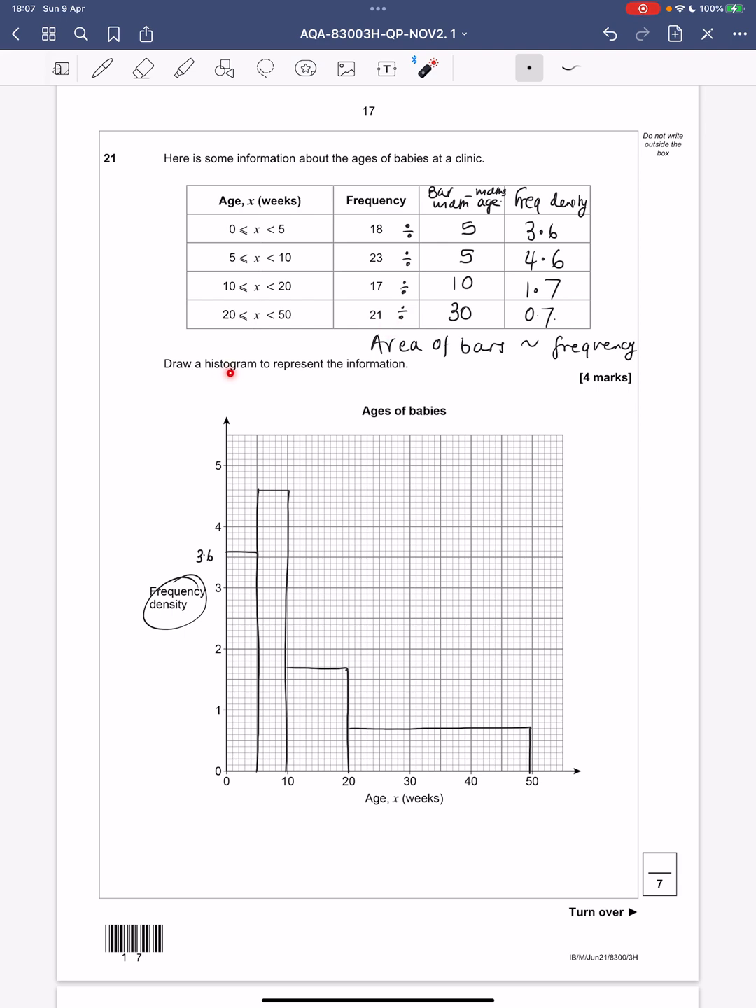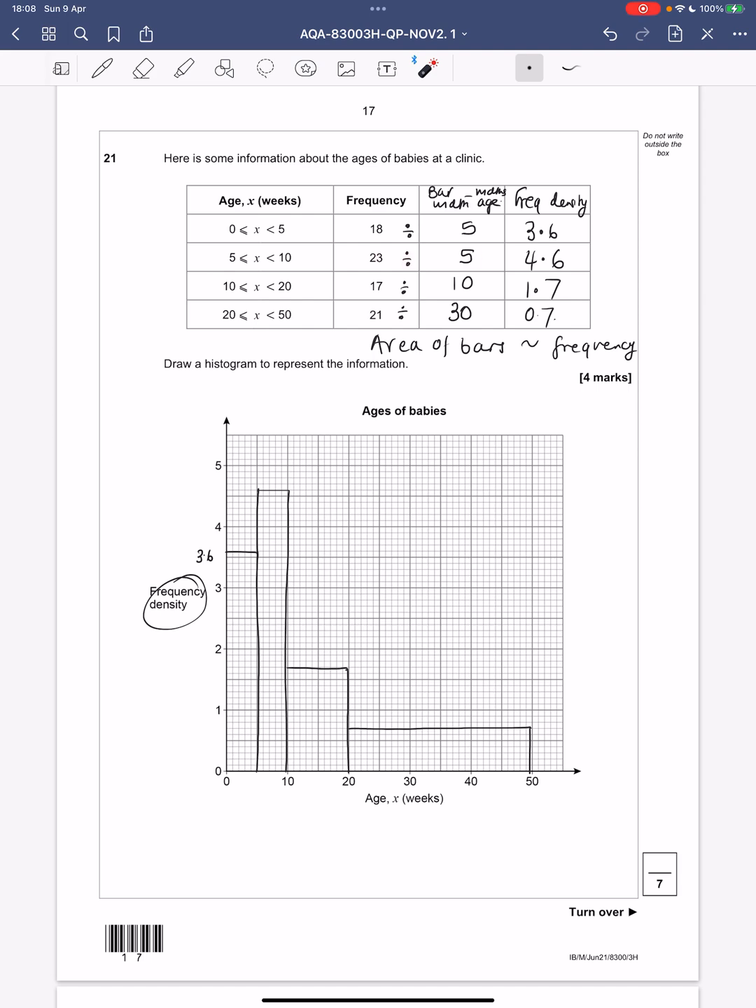Okay, and we have to draw a histogram. So it's the area that gives these frequencies. Okay, so this first bar is going to be from 0 to 5. So 5 times this height has to be 18. So we do 18 divided by 5 is 3.6.